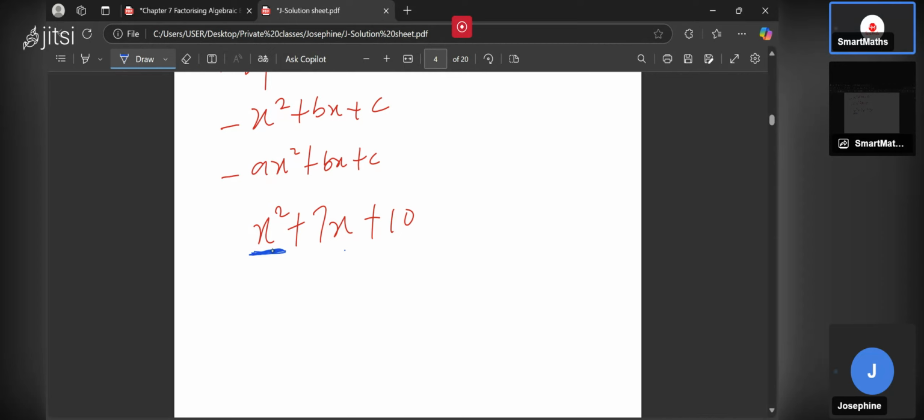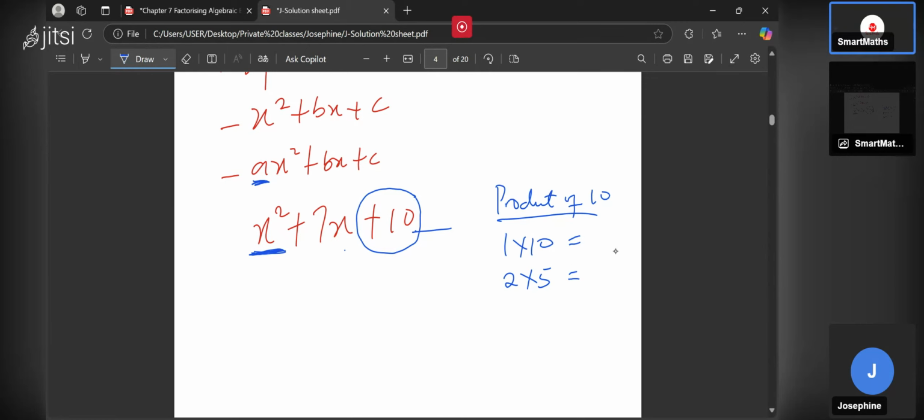But if the coefficient of x squared is more than 1, that's when we have a. In this case, we are going to look at the constant term, which is plus 10. That is what we are going to use to determine how it's going to look. So we are going to look for two factors, a product of two numbers that will give us 10. We list all of them out. We have 1 times 10 is 10, and 2 times 5 is 10. Any other one? That's all.